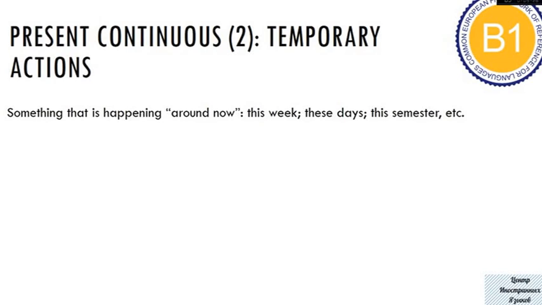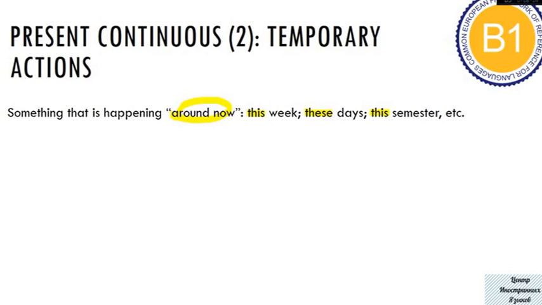That is for temporary actions. I want you to remember that present simple is used for something that is constant in your life, for some facts or some permanent situations, some daily routines. Present continuous is the opposite of it in the way we use it for different actions. So it is for temporary, something that is happening around now, around the moment of your life. For example, this week, these days, this semester, and other ways.